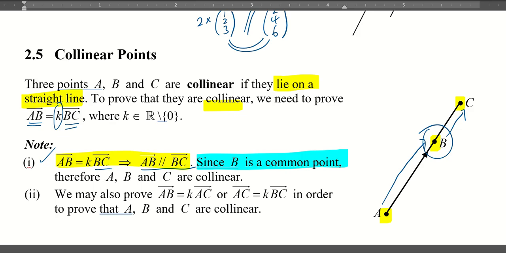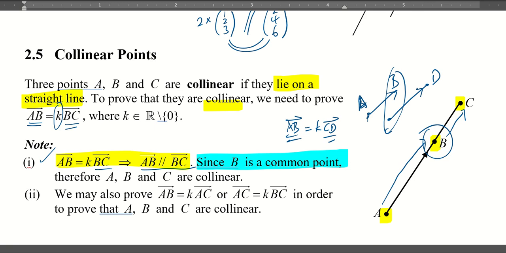Because if not, I can have AB equals, let's say, k times CD. Then these two vectors are parallel, AB parallel to CD, but that doesn't mean ABCD lies on a common straight line. Unless these 2 points are the same, that is, you move your C to join B, so C is actually B, then ABD or ACD are collinear.